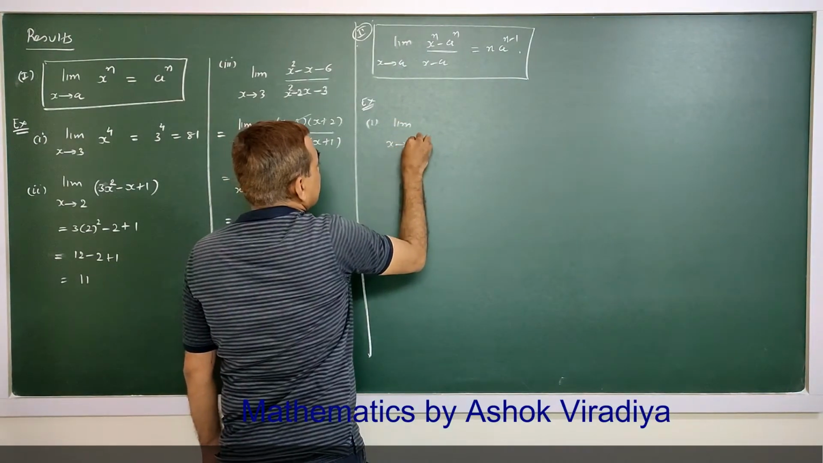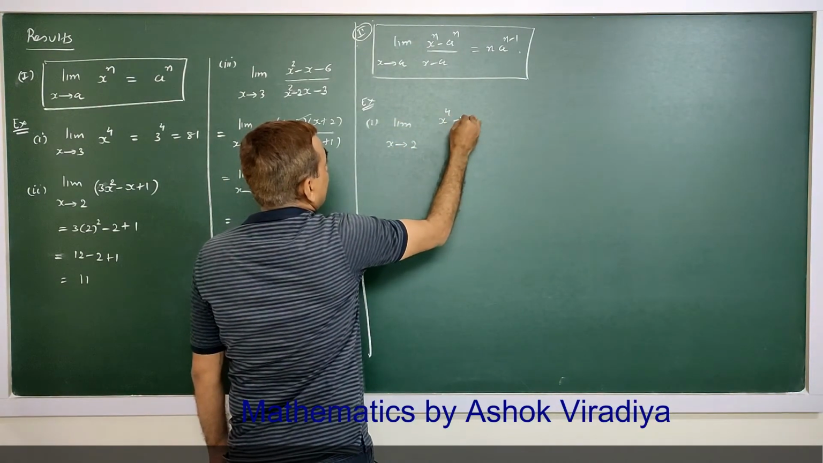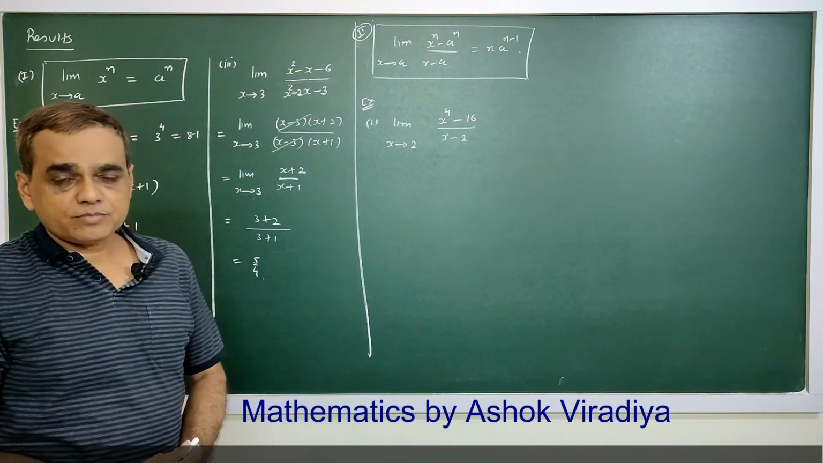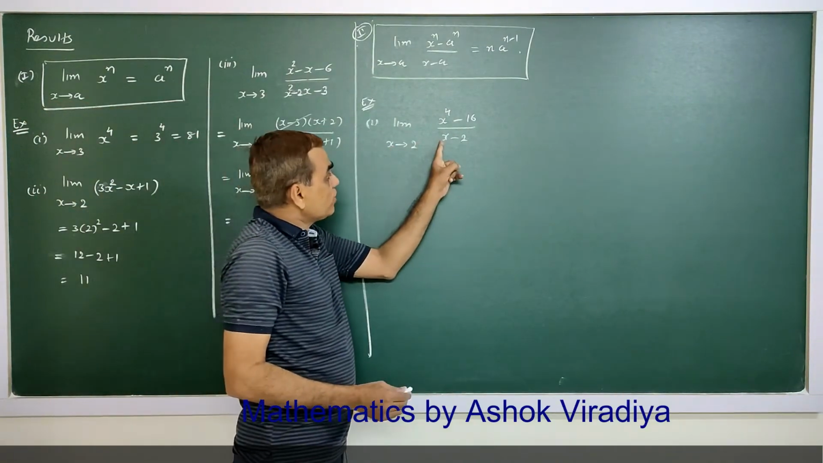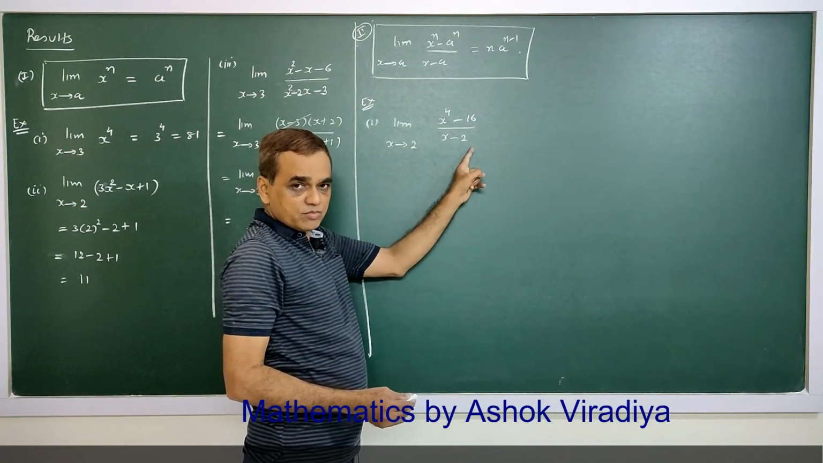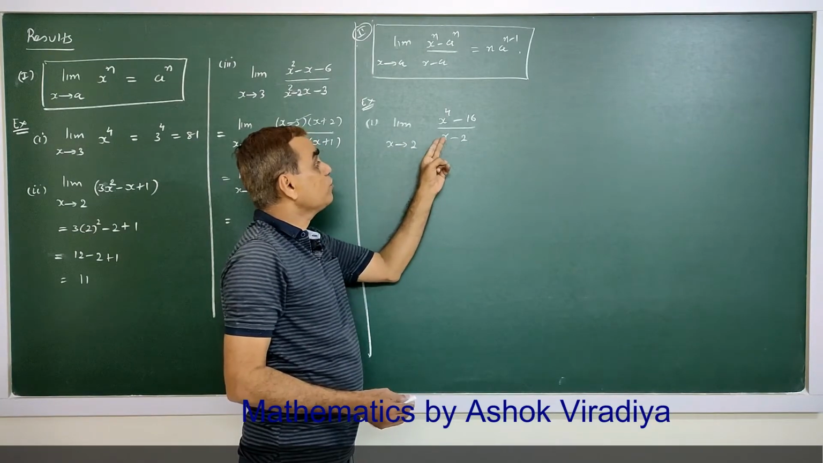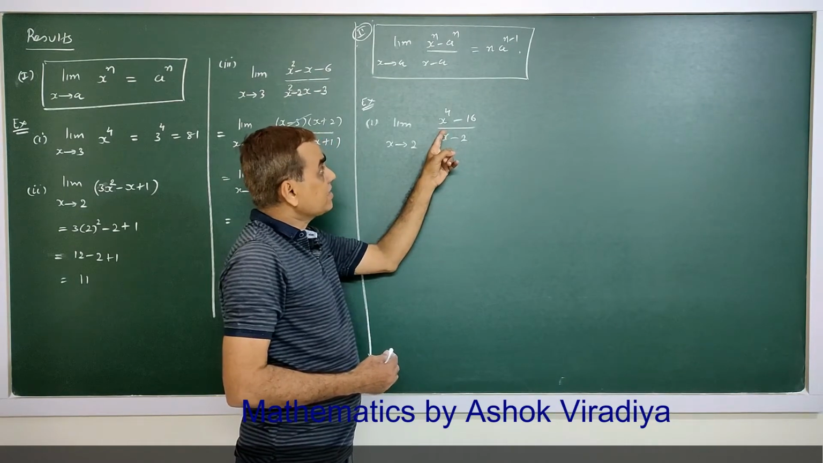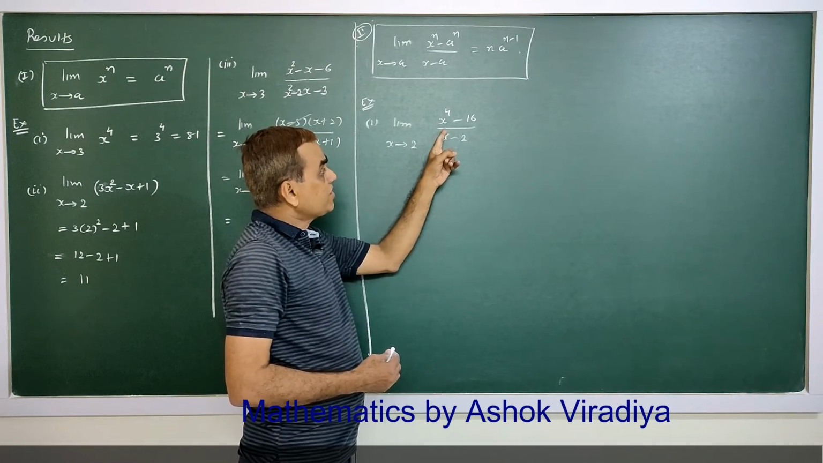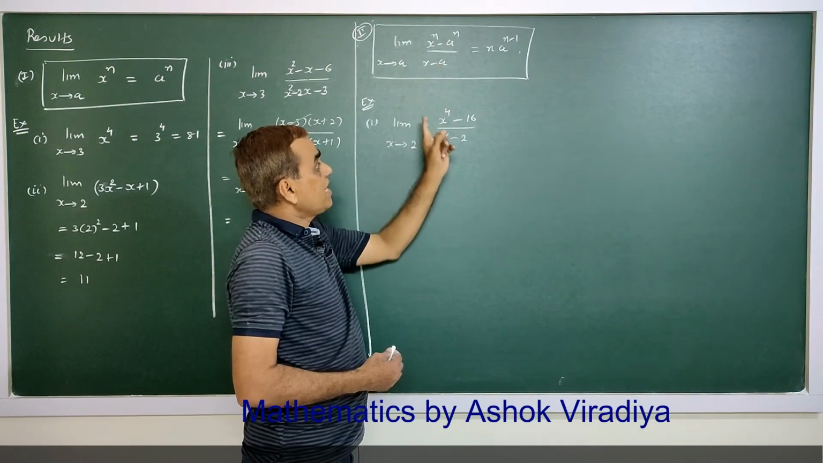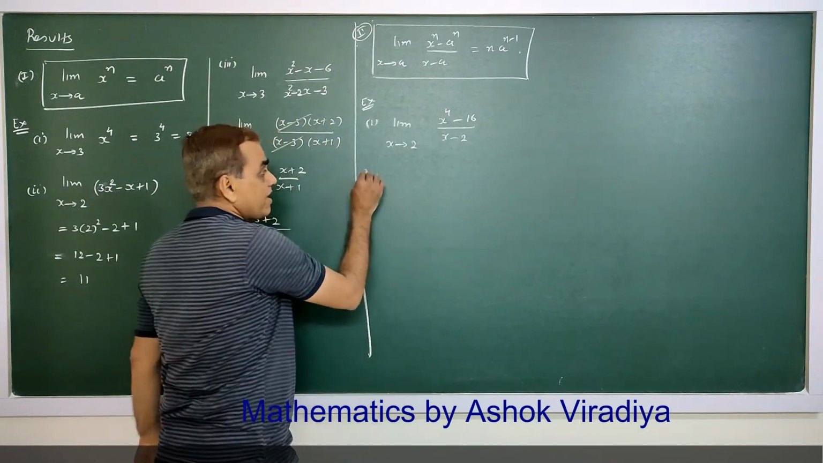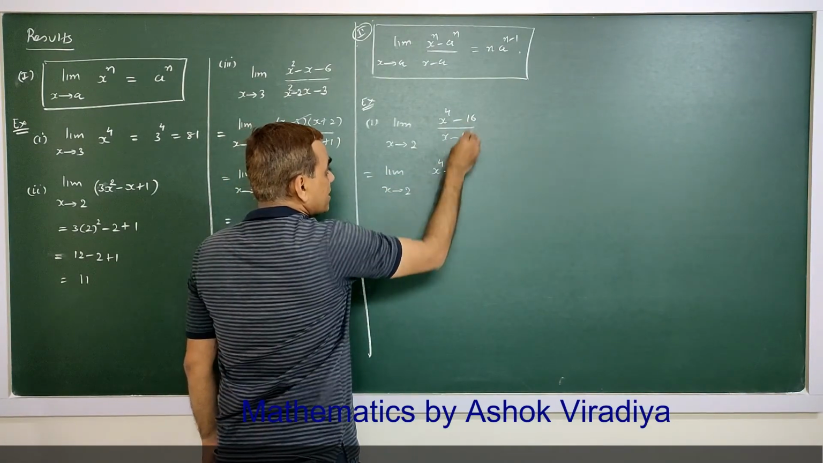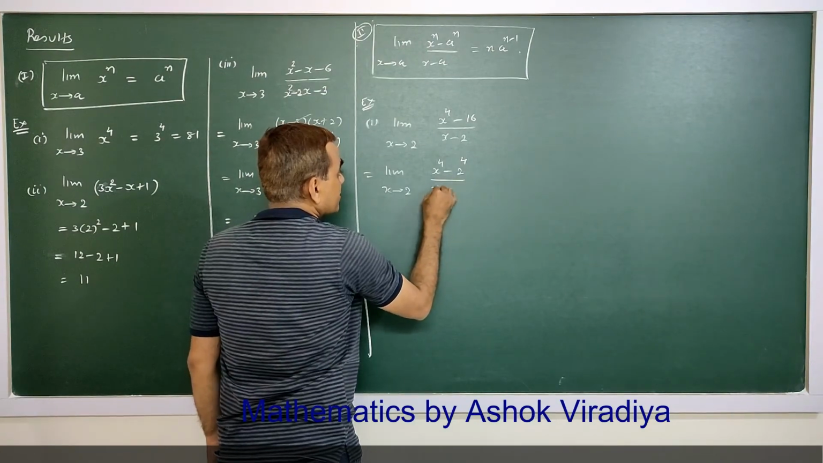Example is limit x tends to 2, x raised to 4 minus 16 upon x minus 2. If you keep x equal to 2, this will be 0. So directly we are not allowed to put 2 here. But observe the pattern. You can match this pattern with this form: x raised to n minus a raised to n upon x minus a. This can be expressed as x raised to 4 minus, now 16 is 2 raised to 4, upon x minus 2.